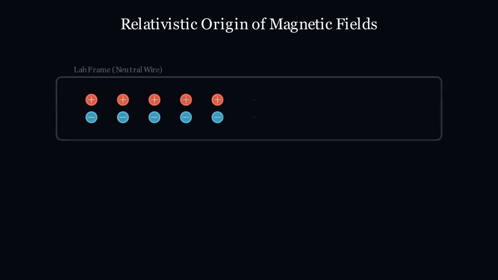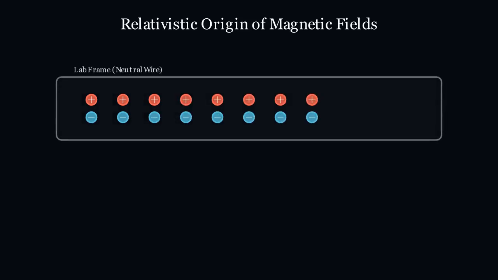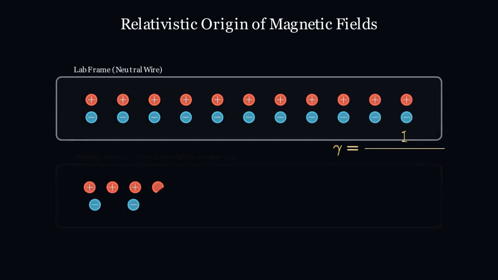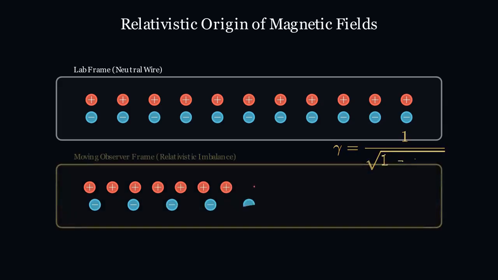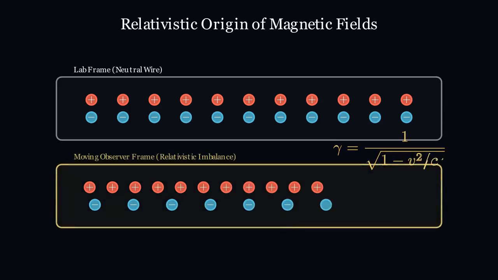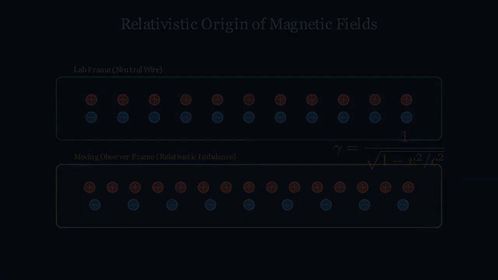But why does a moving charge cause this twisting in the first place? The answer lies in Einstein's special relativity. When an electron moves relative to an observer, the space around it undergoes length contraction. For a neutral wire carrying a current, the moving electrons contract their spacing relative to the positive ions in the wire. This creates a relativistic charge imbalance from the perspective of an external moving observer. What we perceive as a curved magnetic force is actually the relativistic projection of an electric field under a Lorentz transformation.